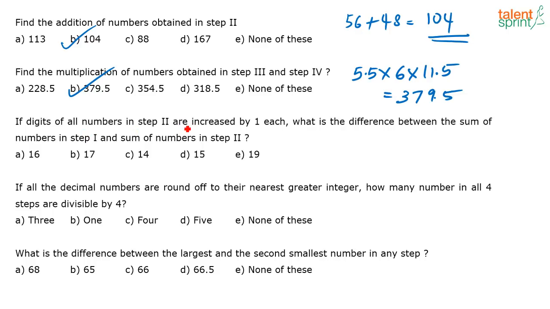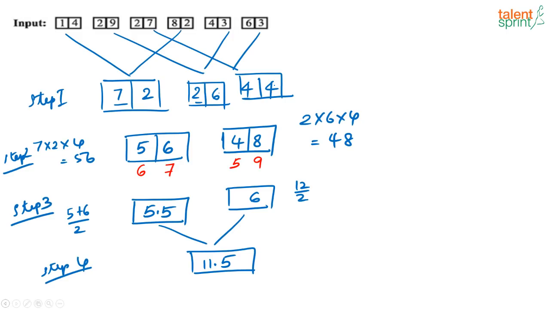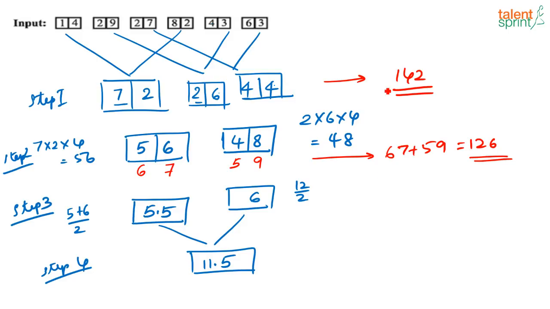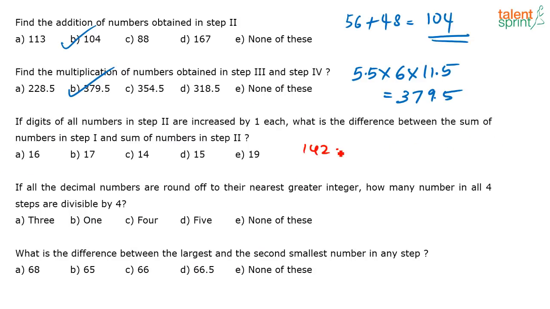So if the digits of all the numbers in step 2 are increased by 1 each, what is the difference between the sum of numbers in step 1 and the sum of numbers in step 2? Now, what is the sum of numbers in step 1? It is nothing but 67 plus 59, that is equal to 126. Now what is the sum of these three numbers? 72 plus 26 plus 44 is equal to 142. So the sum of the numbers in step 2 when you are increasing the digits by 1 is 142, and the sum in step 1 is 126. Now in the question, what are they asking? They are asking us to find the difference between the sums in the two steps. So that is 142 minus 126, that is equal to 16. Correct answer is option A.